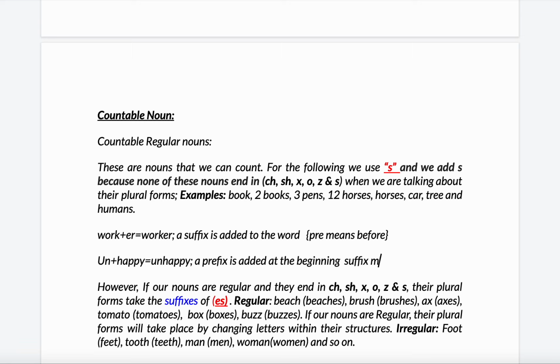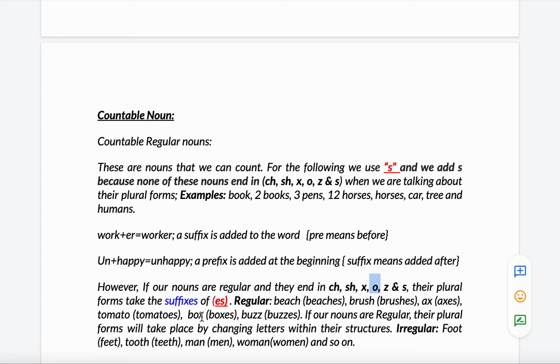And suffix means added or after. Okay, so this is the meaning for that. So if we see here, we have our nouns ending in ch, sh, x, o, z, and s, and that's why when we talk about their plural form, we have to add es. Anything we put at the end of the noun is called the es suffix. So for example, tomato, tomatoes. Tomato ends in o. Do we have o here? Yeah, we have o here. That's why when we talk about more than one tomato, we have to put es, tomatoes.